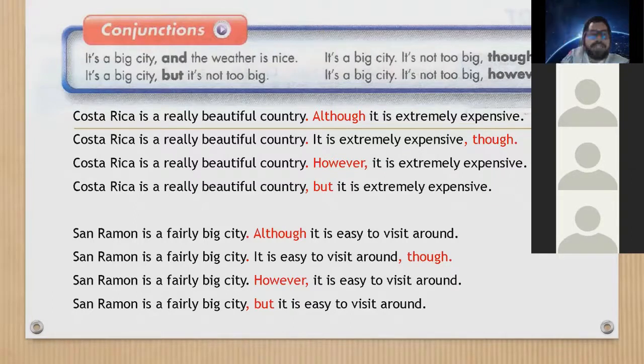Julie, can you help me with the next one? Costa Rica is a really beautiful country. However, it is extremely expensive. There you are, guys. This is with the Spanish structure, right? However, it's extremely expensive. Yes. However, look at this. And the last one, Julie, help me with the last one too. Costa Rica is a really beautiful country, but it is extremely expensive. Okay. Thank you very much, Juliana.